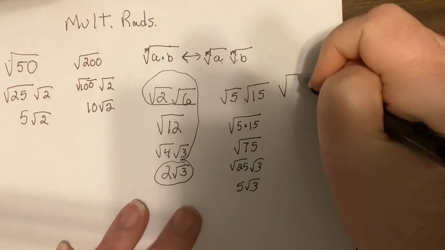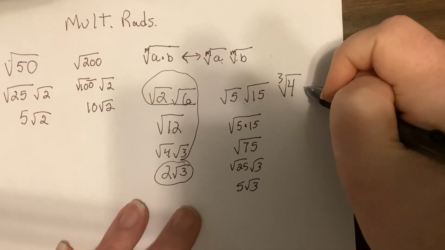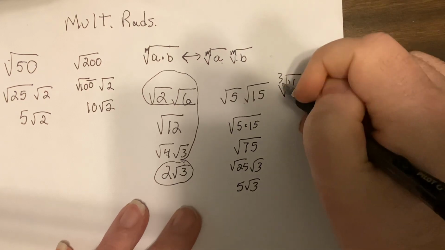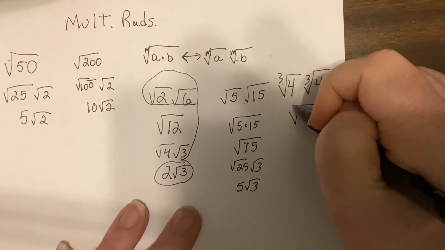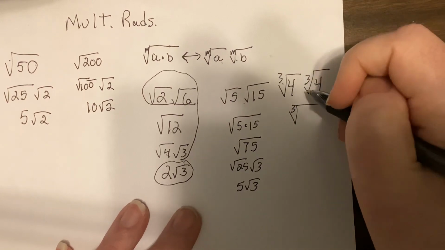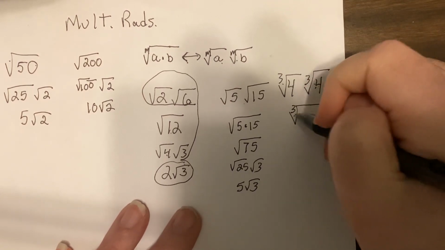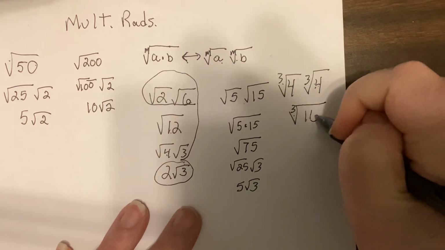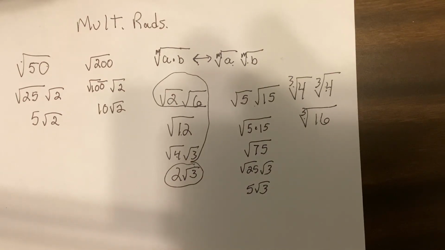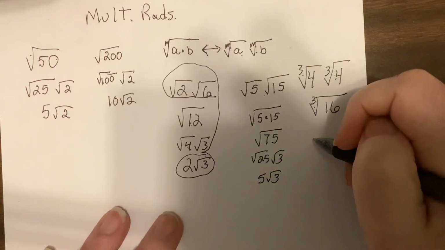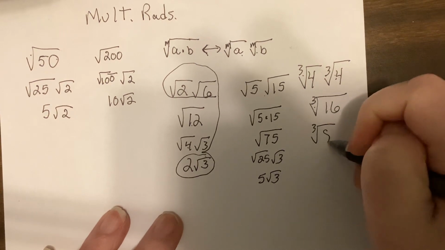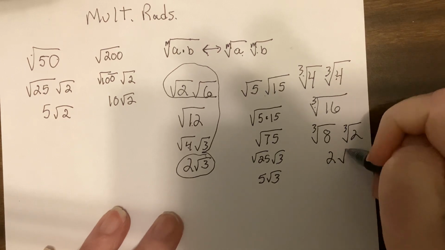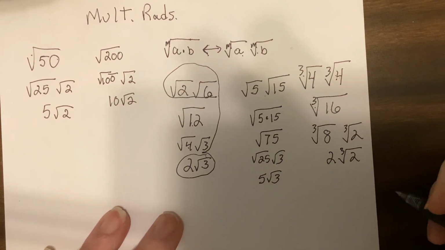So if I had cube root of 4 times the cube root of 4, I'd say, well, they're both cube roots, so I can multiply the inside, the radicand, and write it as one radical, cube root. 4 times 4 is 16. Then I would say, well, what perfect cube goes into 16? And that would be 8, and the leftover part is 2. So it'd be 2 cube root of 2.